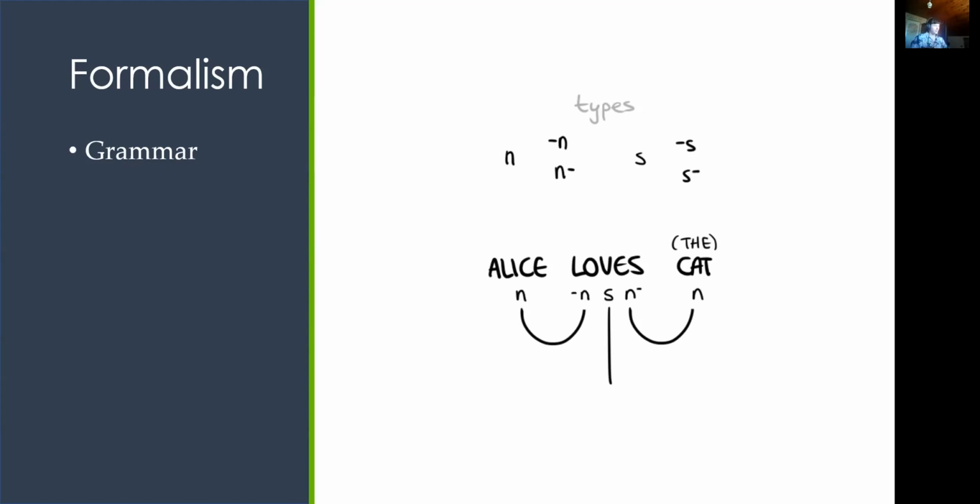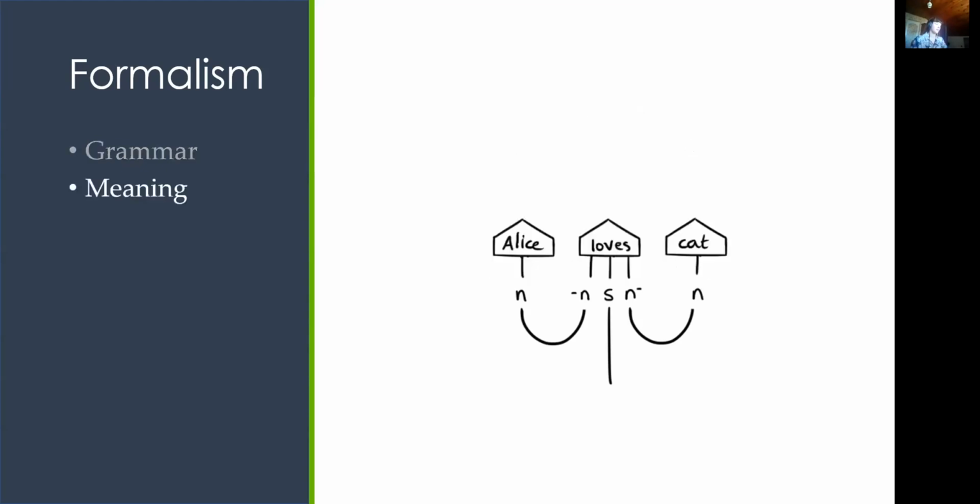So this allows us to check the grammar of the sentence. And then meaning comes in, as I said before, as states. Depending on what kind of underlying category we're in, they might be vectors, or maybe sets if we're in Rel. And then the states are going to be dependent on their grammatical type, so that we can wire them together according to the grammar.